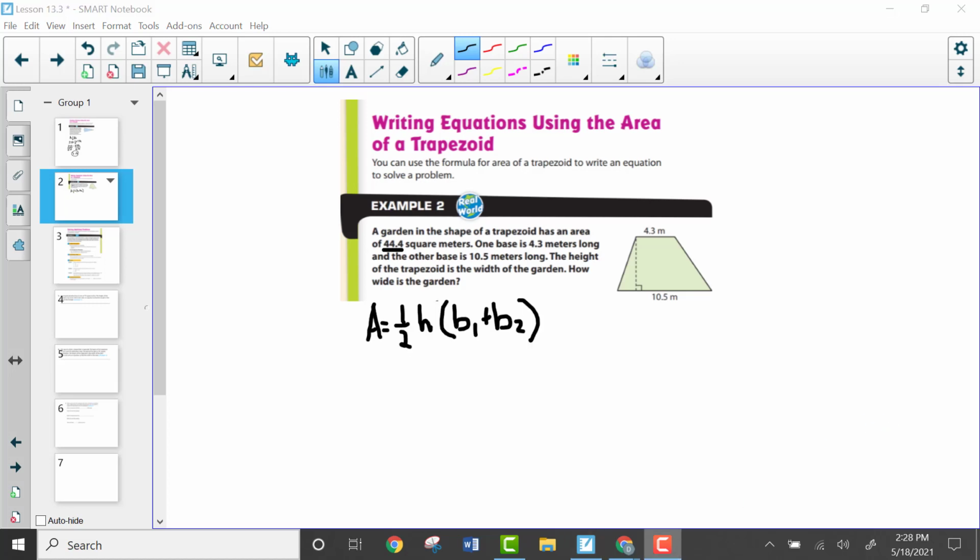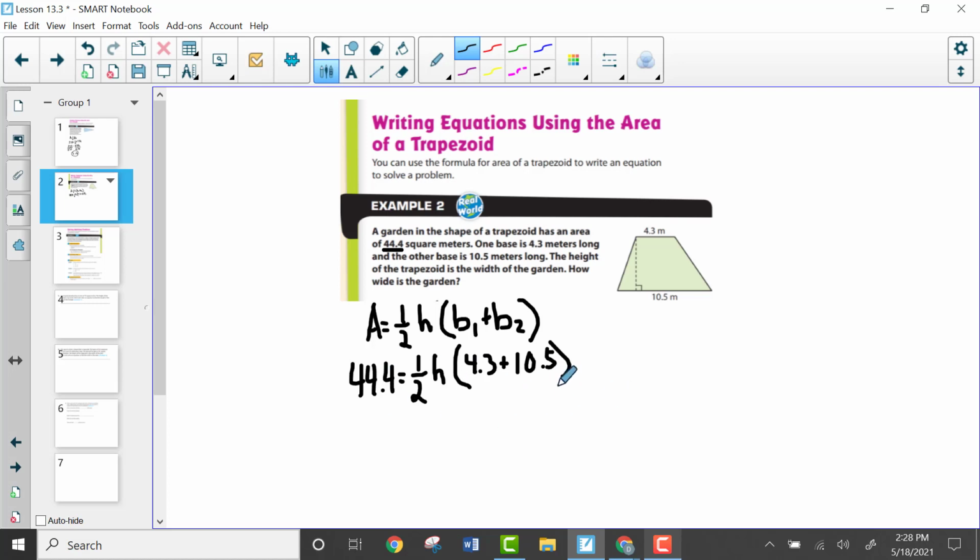So since we're dealing with the trapezoid, the first thing we're going to do is write out the formula. Then from there, we're going to plug in all the numbers that we have. So we know the area is 44 4/10. We know the half is going to stay the same. We don't know the height, but we do know base 1 and base 2. So 4.3 and 10.5. So that's what we know.